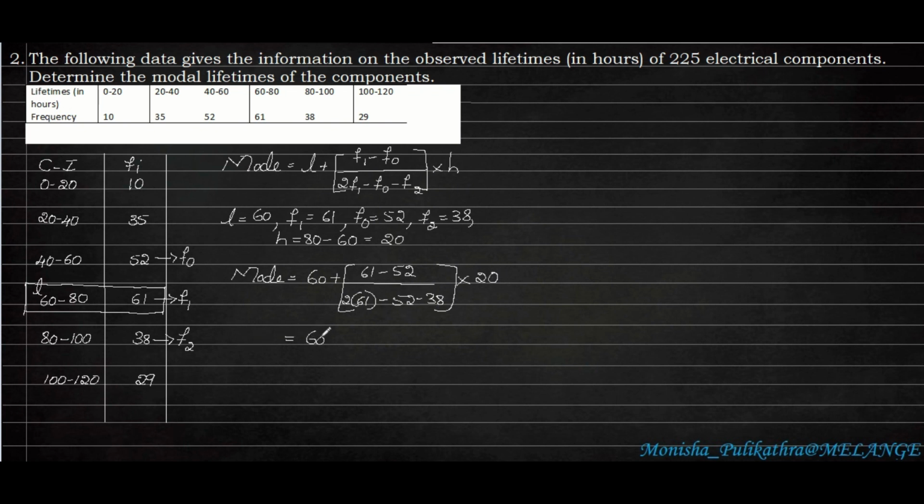Okay. So next, 60 plus 61 minus 52 is 9, whole divided by 2 into 61 is 122. Here minus minus, like signs, means we need to add, that is 90. The larger number's sign is minus, so we apply minus here: minus 90, into 20. So 60 plus 9 divided by 122 minus 90, which is 32, into 20.